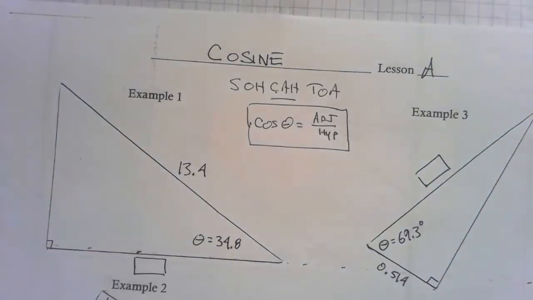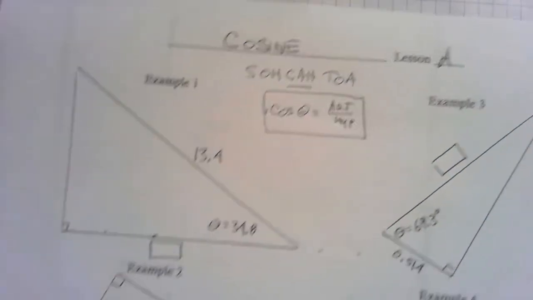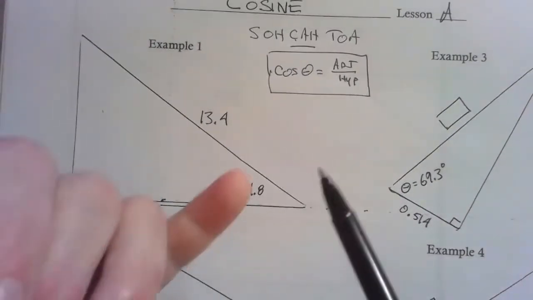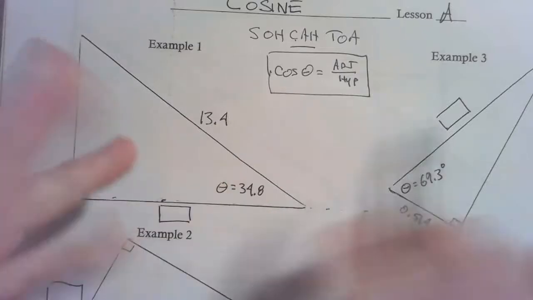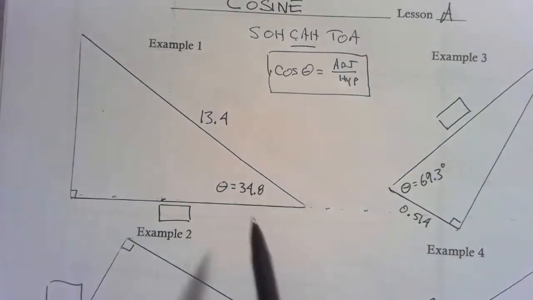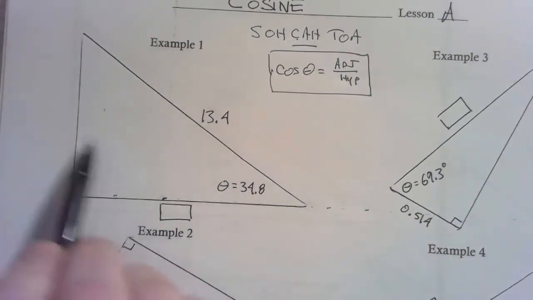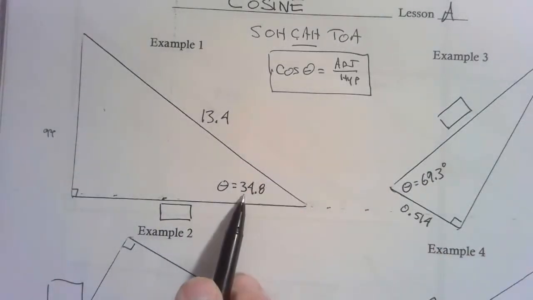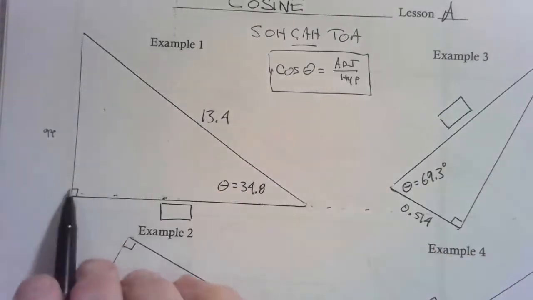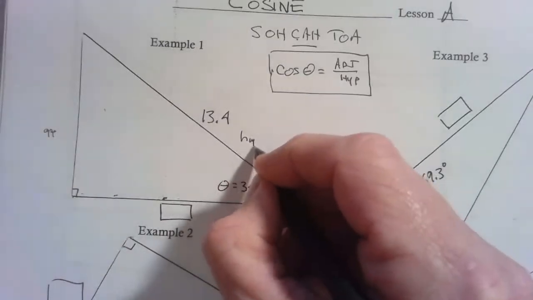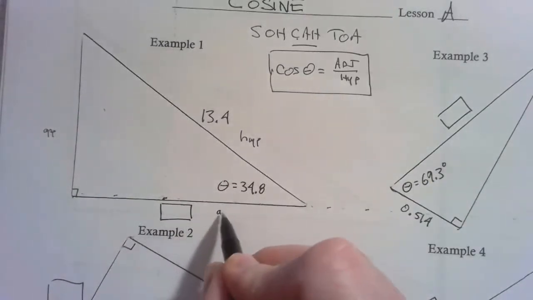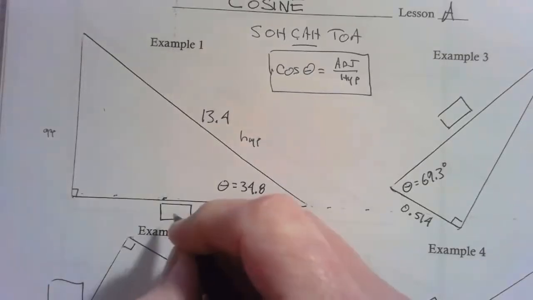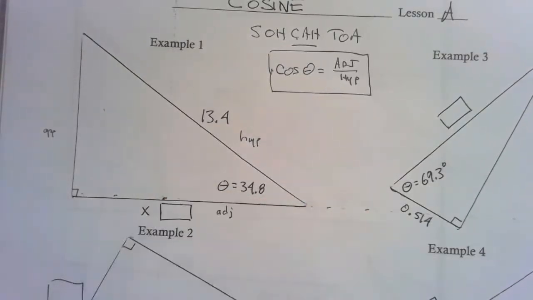So one of the trickier parts about using cosine is identifying the hypotenuse, the adjacent side. I find it easier to identify the opposite and the hypotenuse, and then whatever's left over must be the adjacent. So for example, if I'm at this angle, I know this is the opposite, and it doesn't really matter because I want to use cosine here. I know this is hypotenuse because it's the biggest side. That must mean this is the adjacent side. And we'll call this x now. That's what we're trying to find.